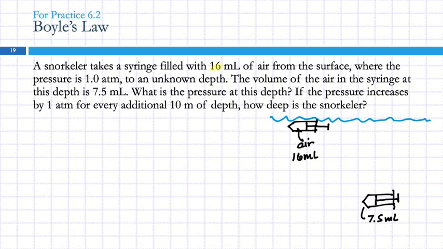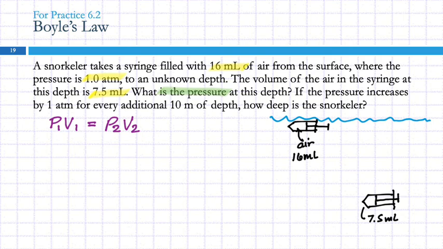So I've got 16 milliliters and 7.5 milliliters, and I've got 1 atmosphere. And the first question they're asking is the pressure. So this is a Boyle's Law problem. That's Boyle's Law up here is kind of a big hint at that. But they're giving us pressure and volume information. And the way Boyle's Law is usually expressed is P1 V1 equals P2 V2.